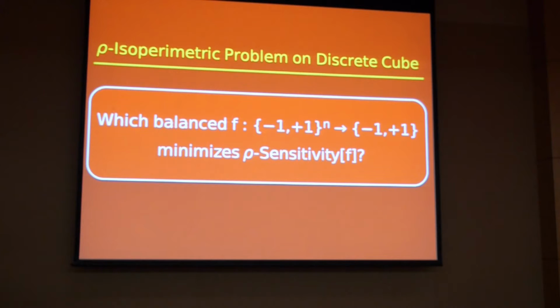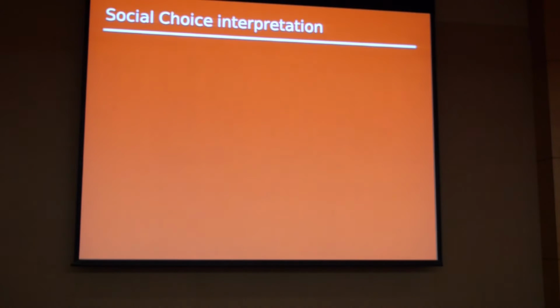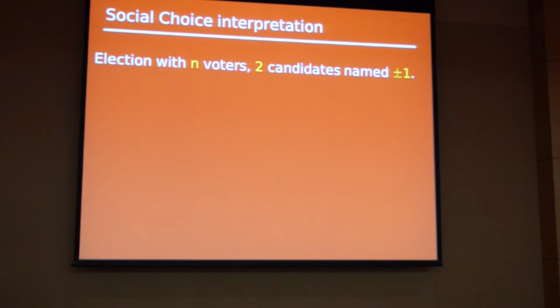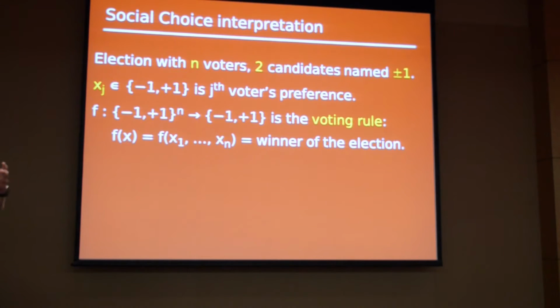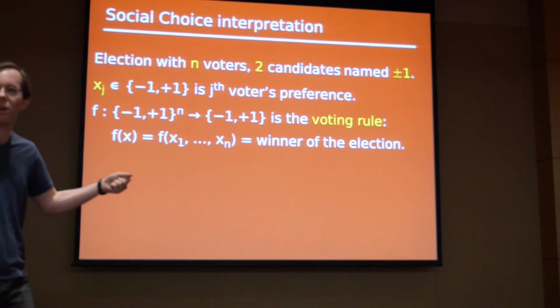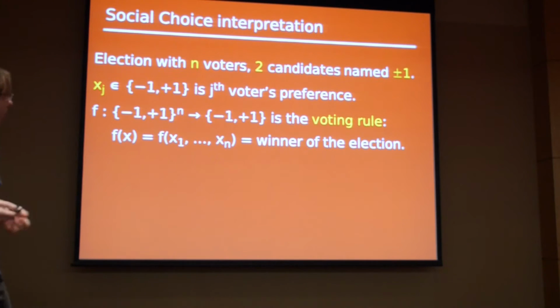But before I tell you about it, I want to talk a little bit about social choice, because this isoperimetric problem on the discrete cube has a very natural interpretation in terms of voting. Social choice is the mathematical study of voting rules. So let's imagine you have an election in which there are n voters and 2 candidates, called plus or minus 1. Everybody votes, and we'll call xj the vote preference of the jth voter. And now what does a Boolean function represent? A Boolean function represents the voting rule, the method by which you take all the n votes and output who is the winner of the election.